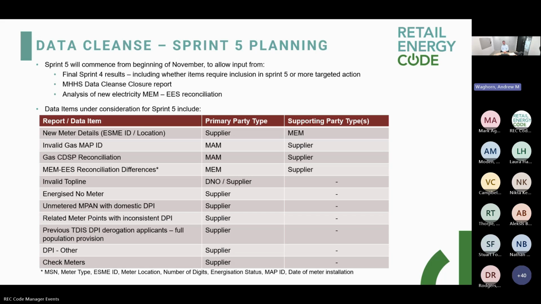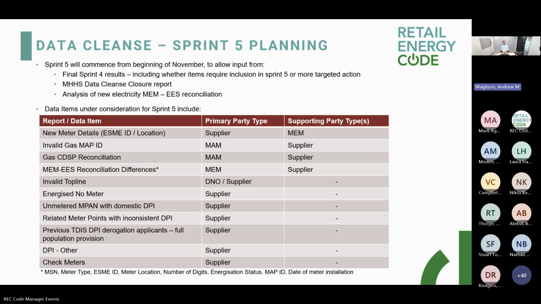Again, we propose to prioritise those meters where there is difference across all 3 data items measured, so serial number, model, and manufacturer. We've got some new data now coming in that allows us to compare. So it's a bit similar actually to the gas CDSP reconciliation, but on the electricity side. So the data that MEMs hold versus the data that's held in EES, and therefore within the central registration systems. There's a list of fields there at the bottom of what we're comparing.